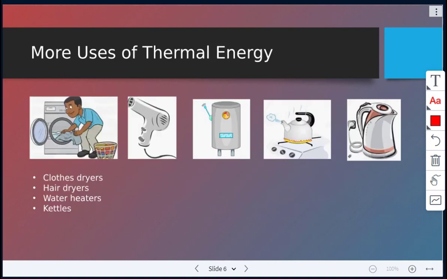All right, so this slide here, we're just looking at some more uses of thermal energy. So we just discussed the different household items, but these are more household items that also use thermal energy. So clothes dryers, hair dryers, we have water heaters, kettles, different types of kettles. This is a stovetop kind. This one here is an electric plug-in type.